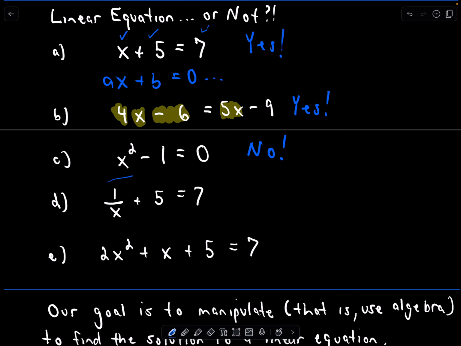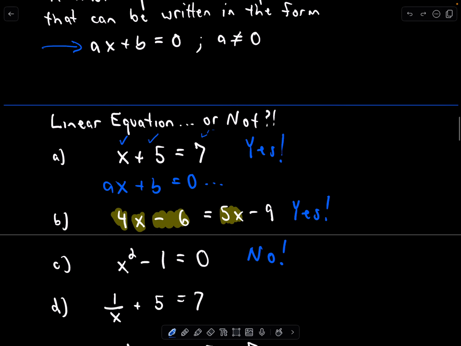We have this 1 over x plus 5 equals 7. That looks pretty similar to part A, right? The only thing that's different, instead of x, we've got 1 over x. Well, is that linear? Is it not linear? And the idea is no, because when we look at this form, the x is not in the denominator of a fraction. It's just hanging out there.